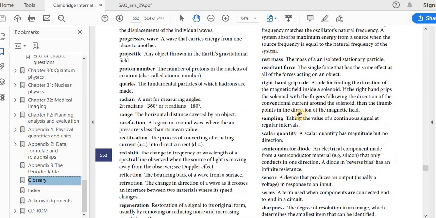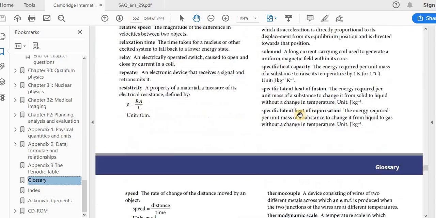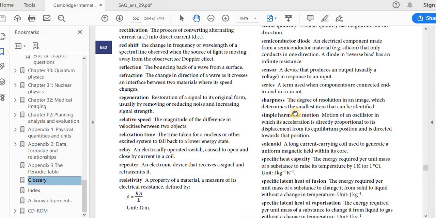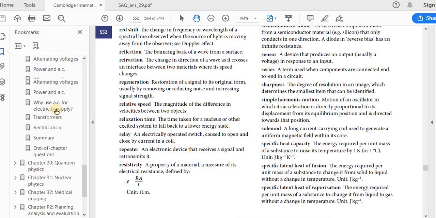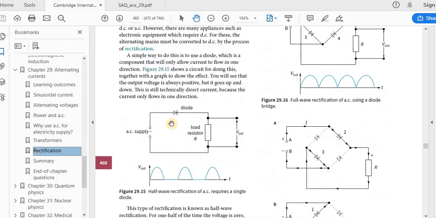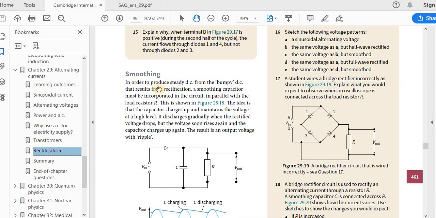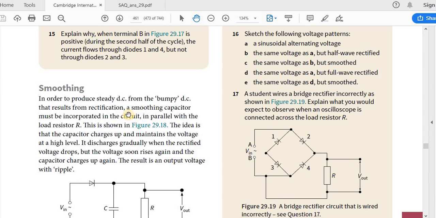Oh yeah, it's not there. Yeah, that word is not there, but you have it here. Okay. Smoothing capacitor must be incorporated in the circuit, so that is to produce steady DC from bumpy DC that results from rectification. A smoothing capacitor must be incorporated in the circuit in parallel with the load resistor R.